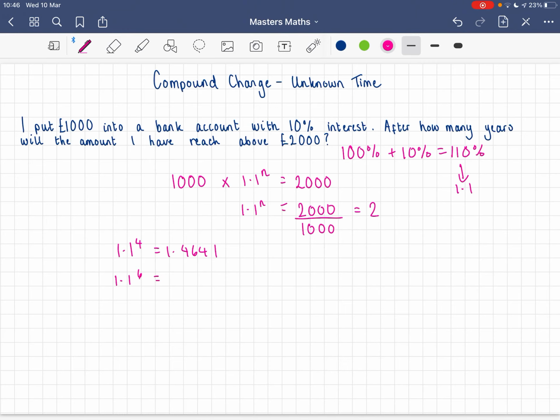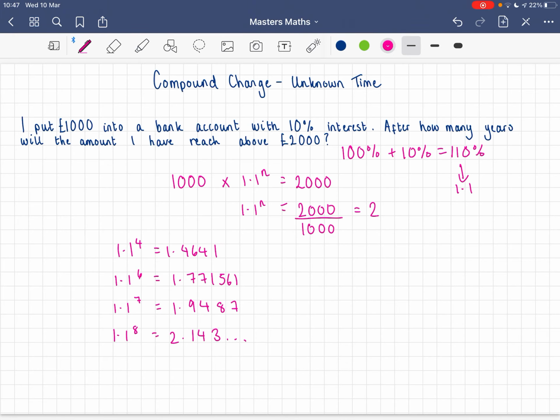That gives me 1.771561. Again, still too small. I'm going to just go up 1 power, 1.1 to the power of 7. That gives me 1.9. I'm very close now, but still too small because I'm trying to get to 2 or bigger than 2. So let's try 1.1 to the power of 8. I think this is going to be the one. 1.1 to the power of 8 is 2.14. So yes, it's not 2 exactly, but it's bigger than 2.